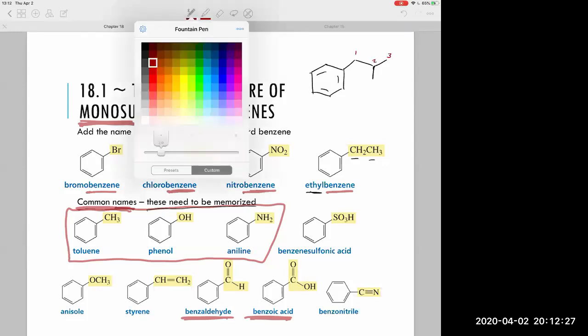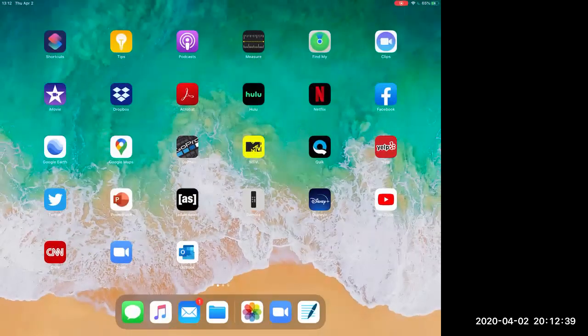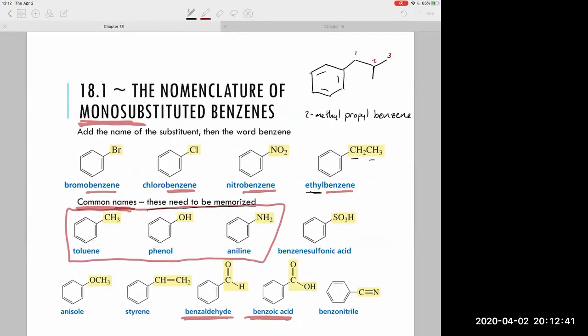So this could also be 2-methyl-propylbenzene. Whoa. Okay, so that's what happens when you have a substituent on there. This only works when the benzene is at like a carbon 1. Okay, so we'll see what happens in a second when that's not the case.